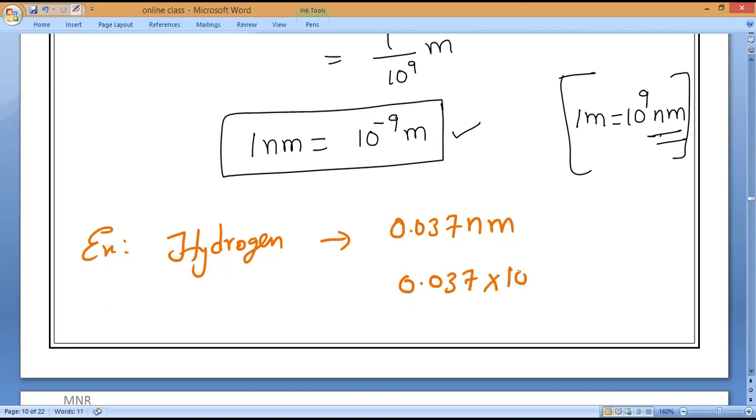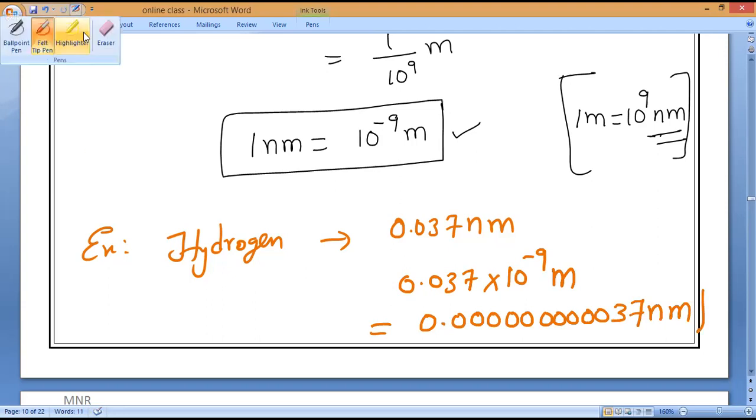0.037 into 10 power minus 9 meters. It will come like this: 0.00000000037 meters. So this much big a number will come, and that is why we write in the form of powers. Is it okay, everyone? So what is the size of the hydrogen atom? 0.037 nanometers, or 0.037 into 10 power minus 9 meters.